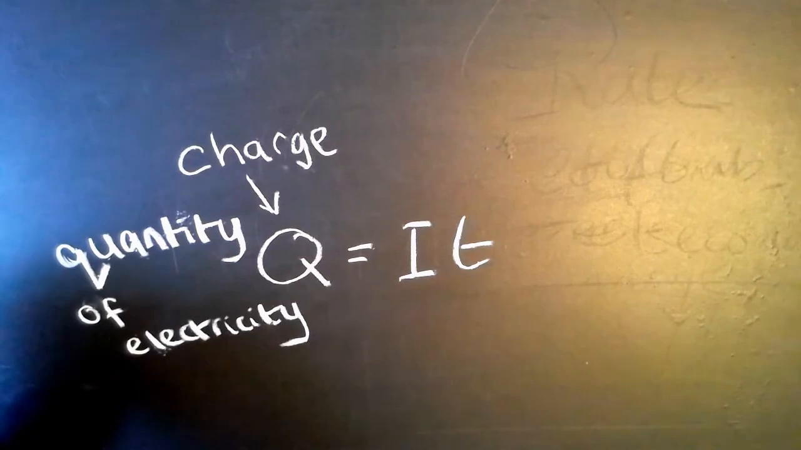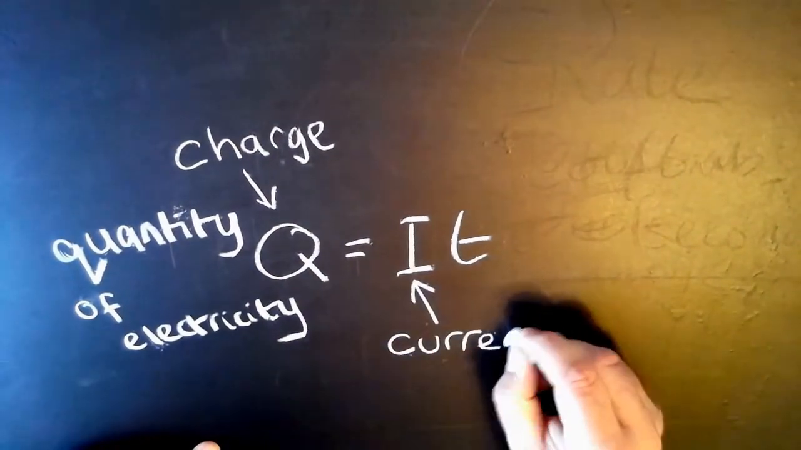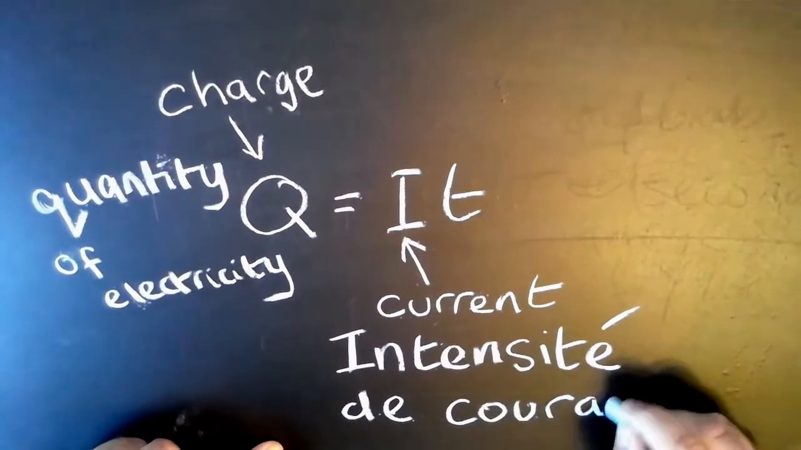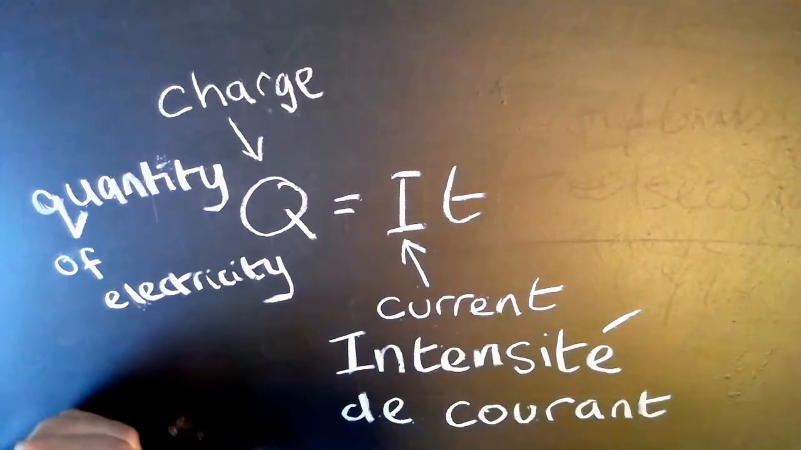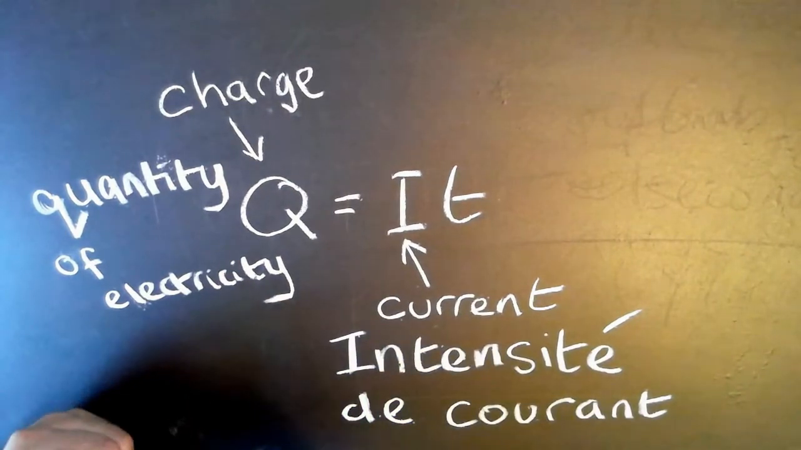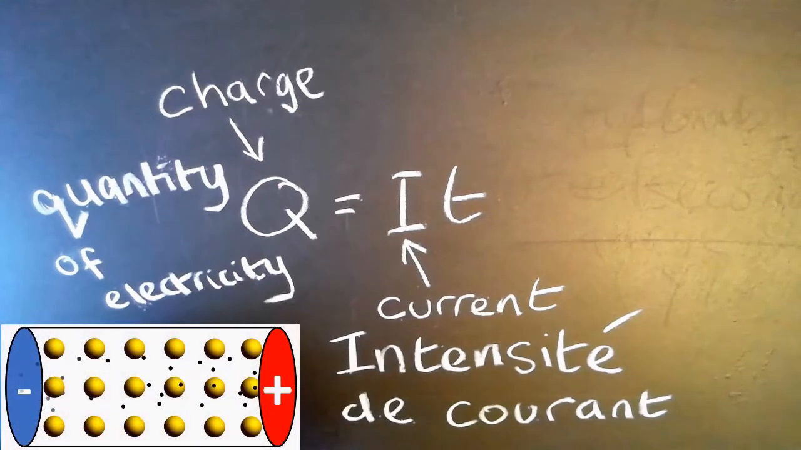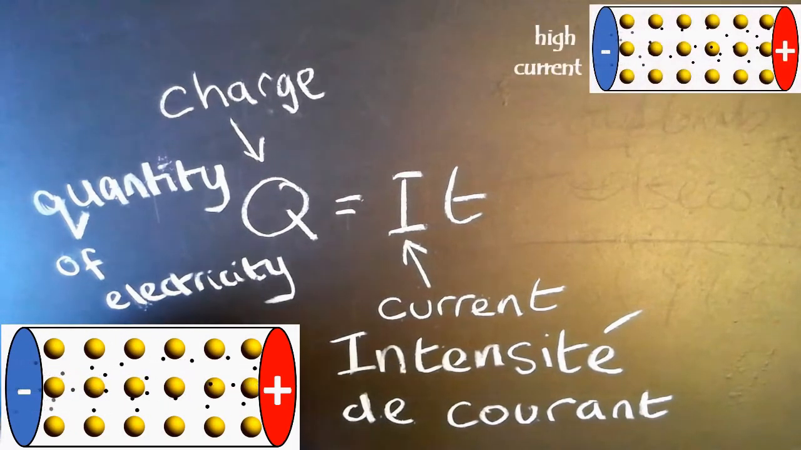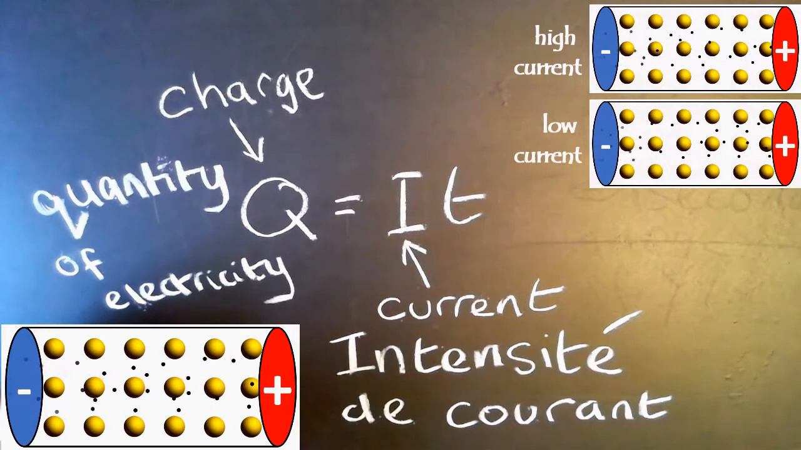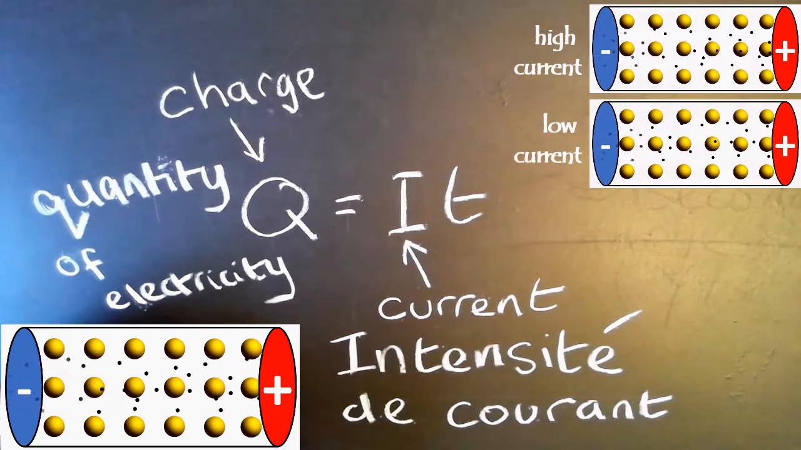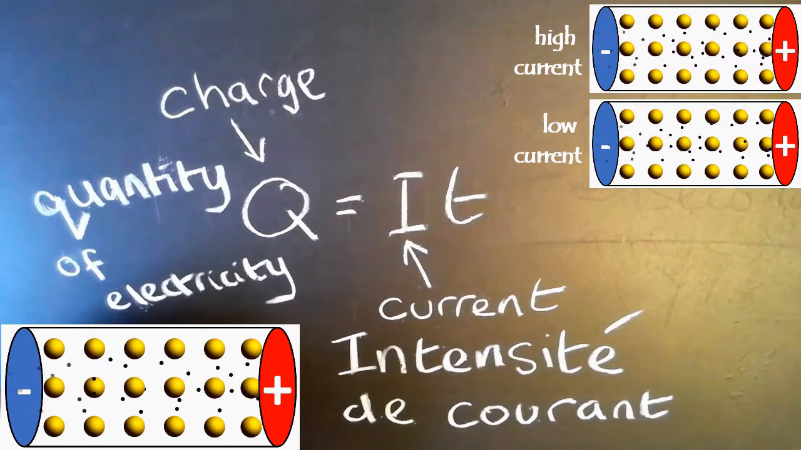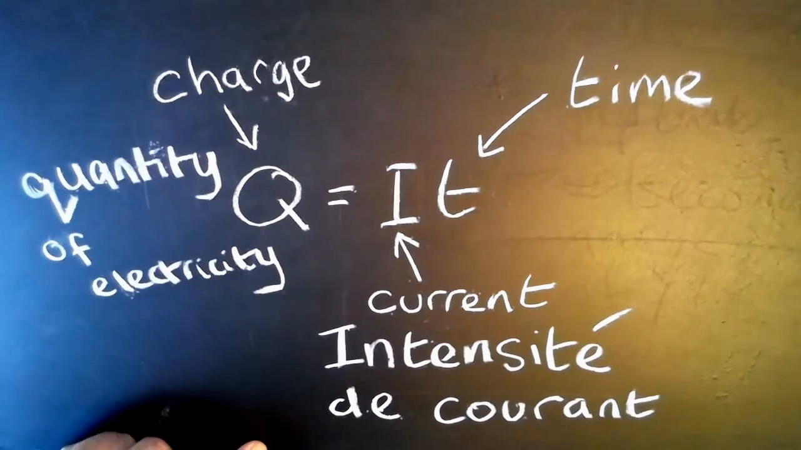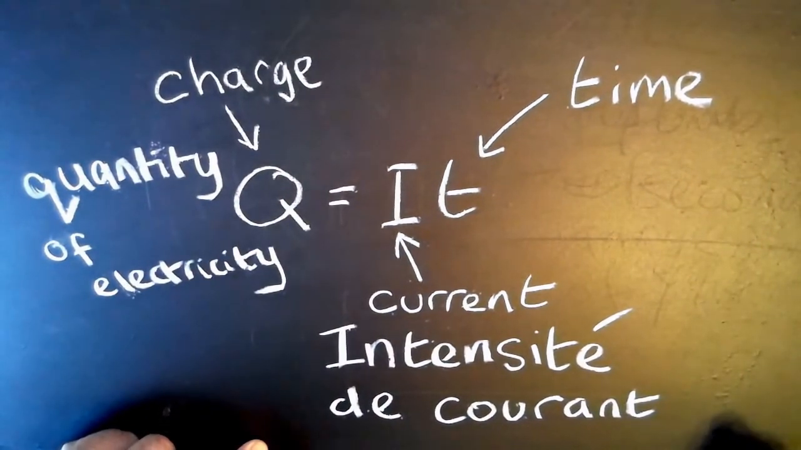Charge, quantity of electricity. I represents current. Now this comes from the French for current, which is intensité de courant, and that literally means the current intensity. And that makes sense too, because if you think of current as a flow of electrons, the number that represents the current is actually telling you how intense that flow of electrons is. A bit like a river. So if there's a river flowing with high intensity, then you can imagine that it will be flowing very fast. A high intensity current is where the electrons are flowing fast. T represents time. So your equation then is Q equals IT, charge is equal to current times time.